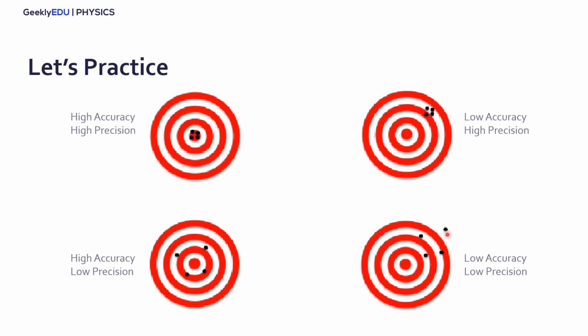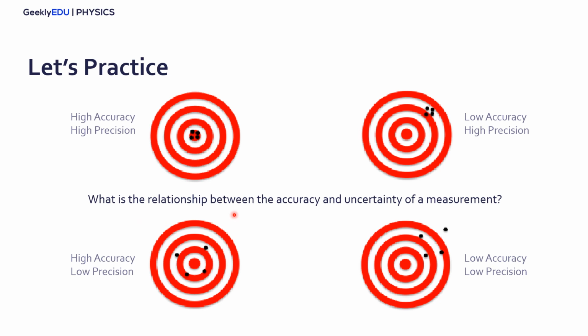Okay? I hope this example made things a little bit more clear. And I leave you with a question. What's the relationship between the accuracy and uncertainty of a measurement? So think about this question and write your answers in the comment section.